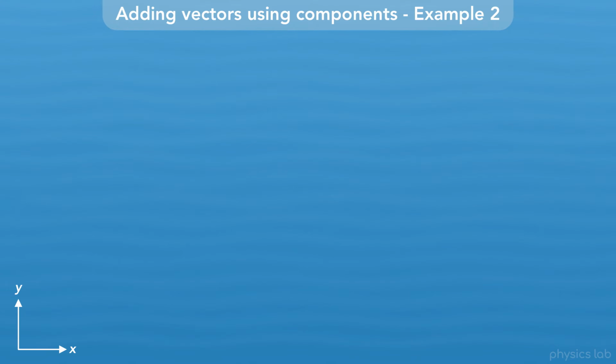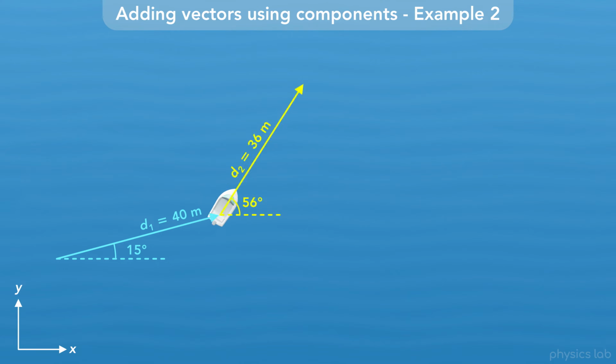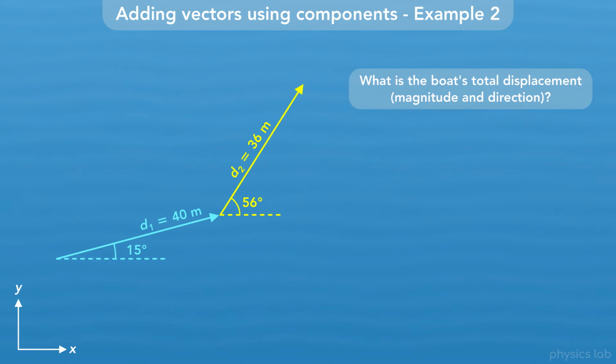Now let's do another example and see how to add two-dimensional vectors. This time, the boat travels 40 meters at an angle of 15 degrees, and then it travels 36 meters at an angle of 56 degrees. What is the boat's total displacement?